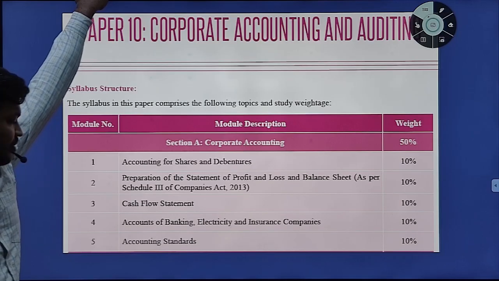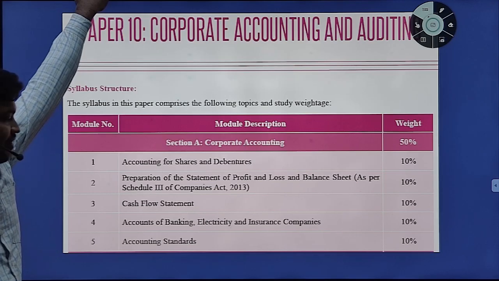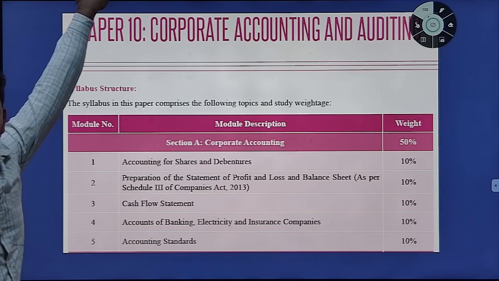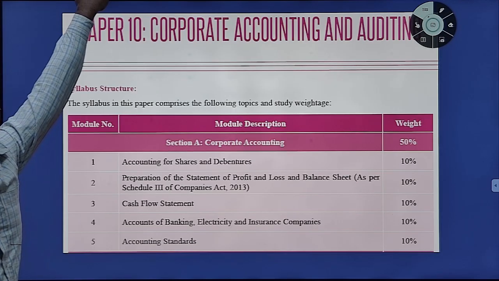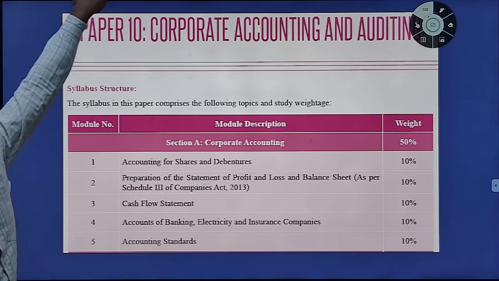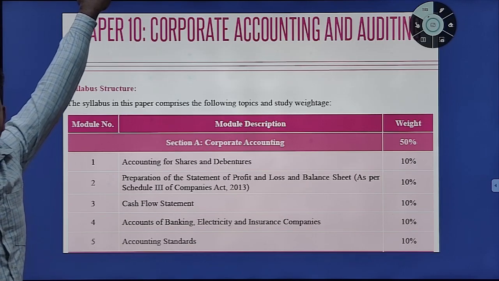Sir, why do we need to have a separate set of accounts for banking, electricity and insurance companies? Anyone? Any guess, any thought, any try?